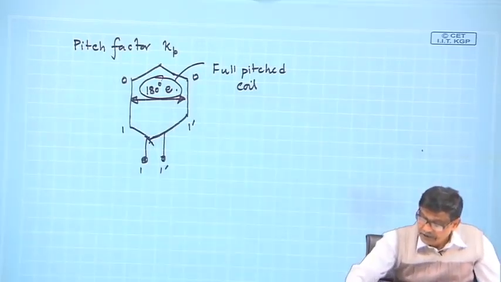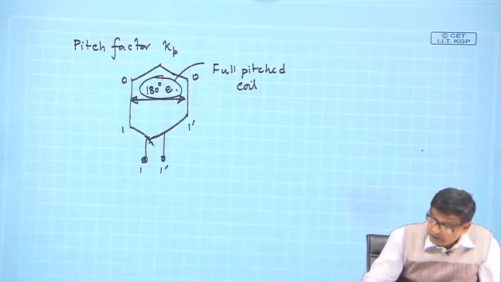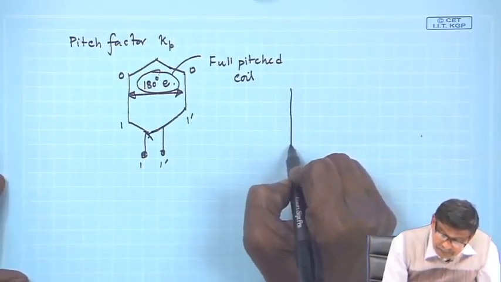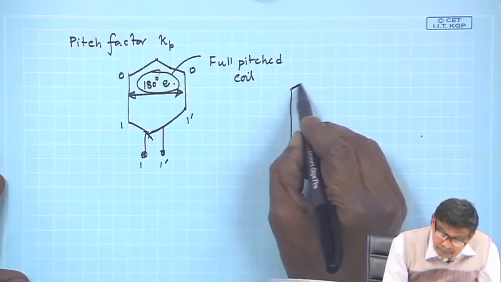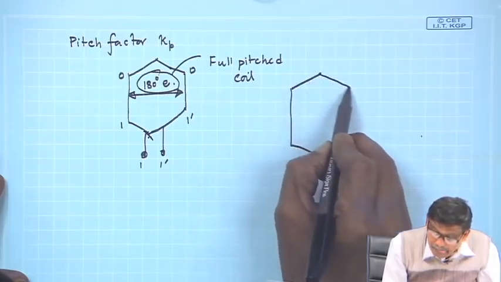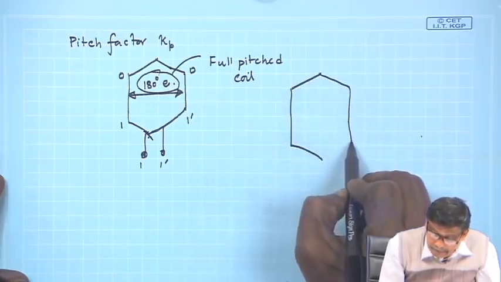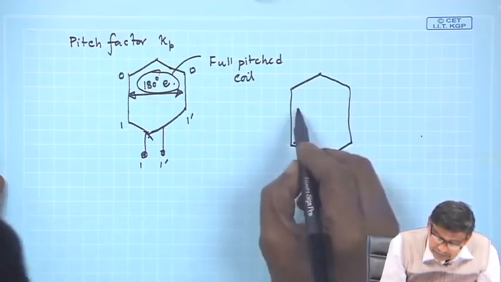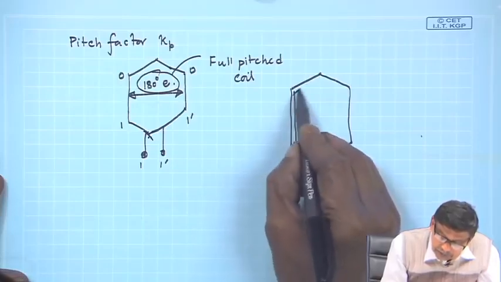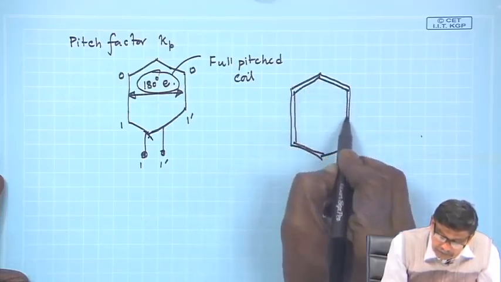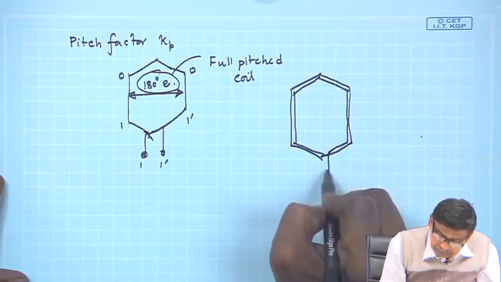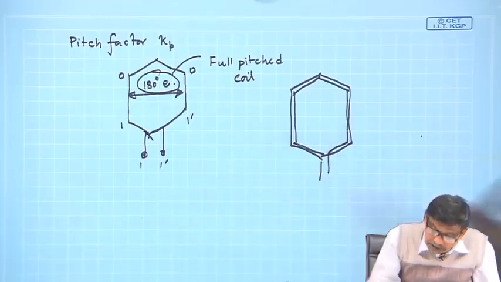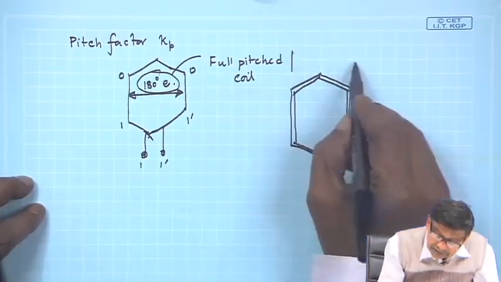Instead of that, if you have a coil, so a full pitched coil, suppose it is, let us try to understand so clearly what I am telling. So, this is suppose a full pitched coil. What would have been a short pitch coil? So that this angle is 180 degree.